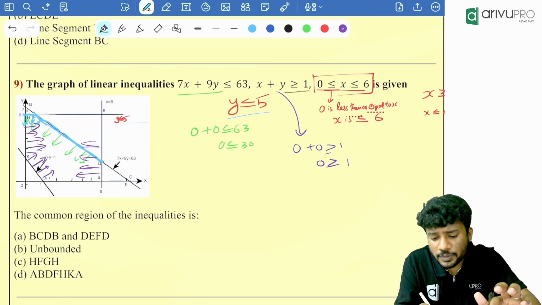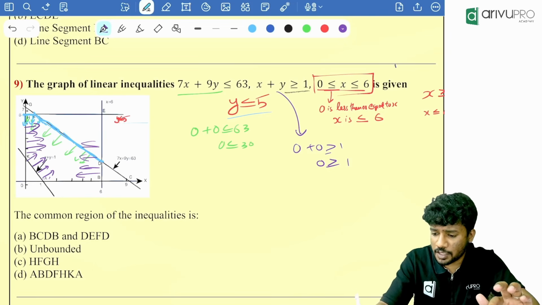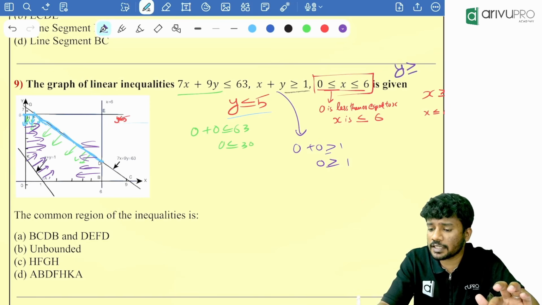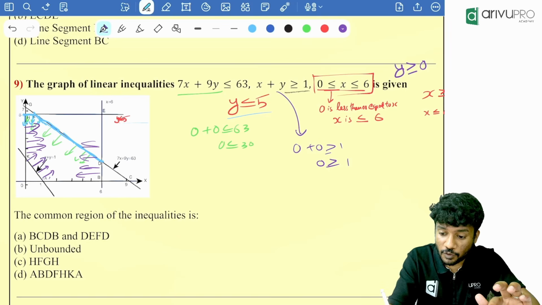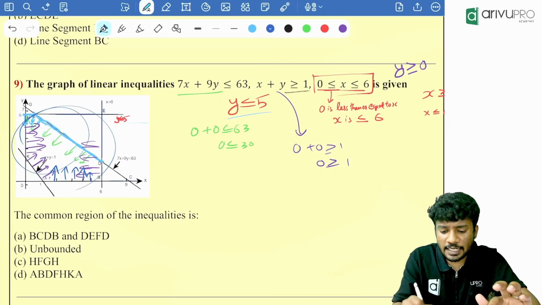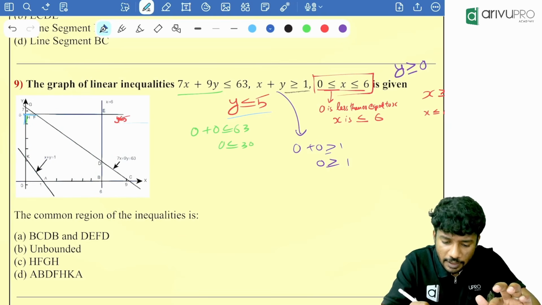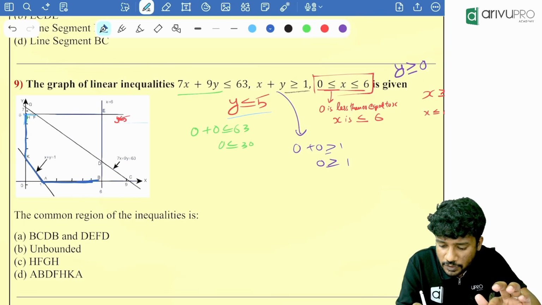Now one more condition is missing in this question. Do you know what is that missing condition? They should also have given y is greater than or equal to 0. Then only we can assume it will go towards this side. Looking at it, what is the common area? Can anyone tell me what is the common area? If I draw a line like this with blue, that is the common area. Looking at that, what is the answer?